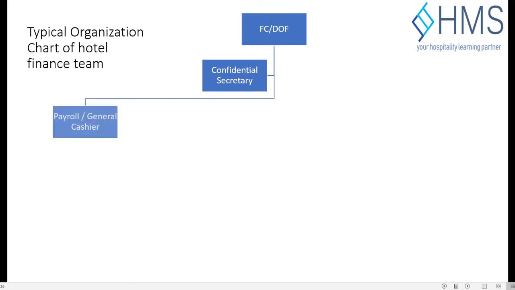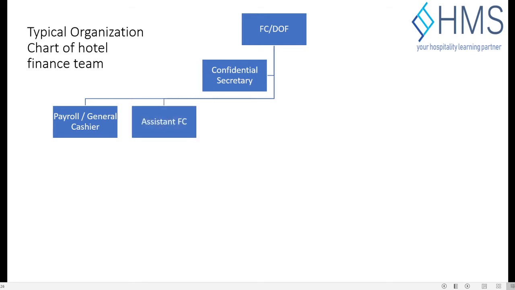Then they normally have payroll and general cashier. The payroll, which is handling the general payroll of the hotel, can be combined with the general cashier position depending on the hotel size. It can be a separate position as well. So again, it depends on the size of the hotel.